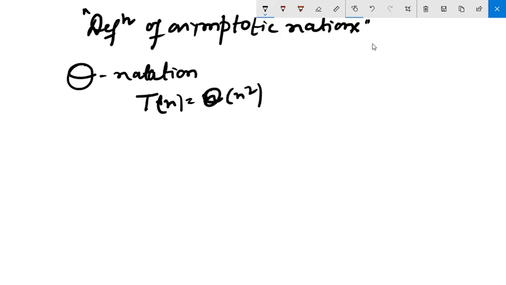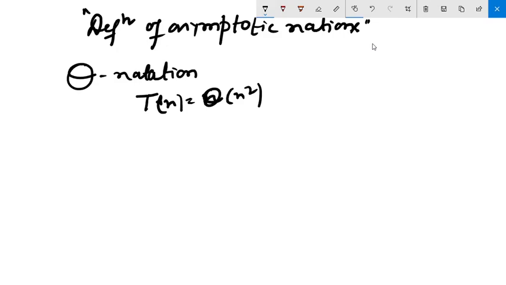We used to write this. Let us define what theta is. For theta, you have to understand one thing: we cannot represent the theta function by only one function notation. We need two functions or more than two functions.